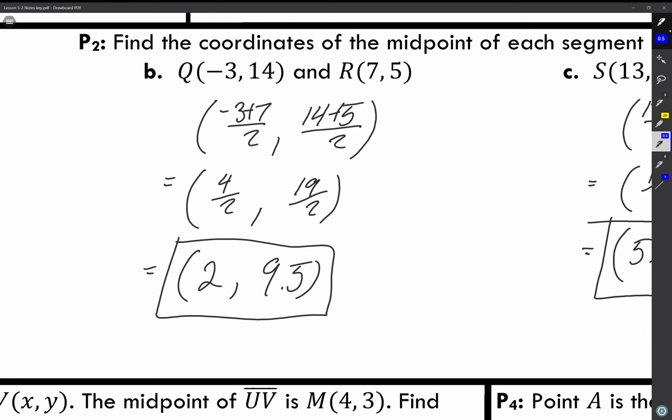So remember, our x coordinates are -3 and 7 in this one. So we have -3 plus 7 divided by 2 for the new x. And then for the next one, we have 14 plus 5, and that's divided by 2 for the y. So 4 over 2, and then 19 over 2 simplified, and simplified again to get 2, 19.5 is our answer for the midpoint. That's the coordinate of the midpoint, remember. Okay, so that's that for that.